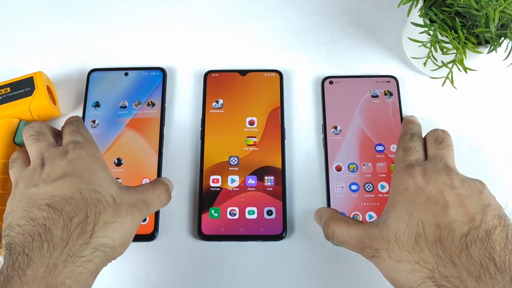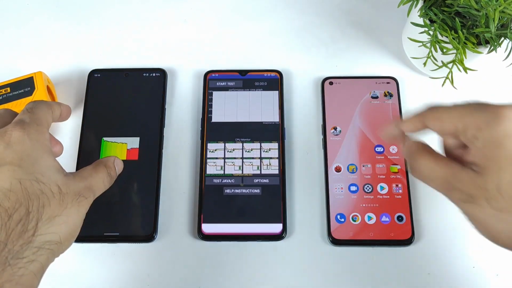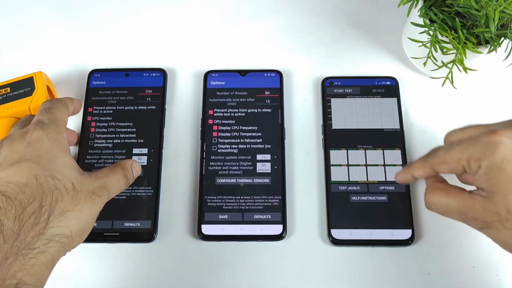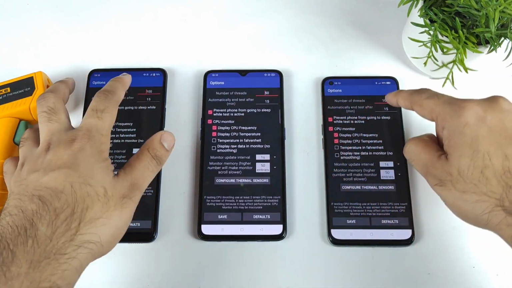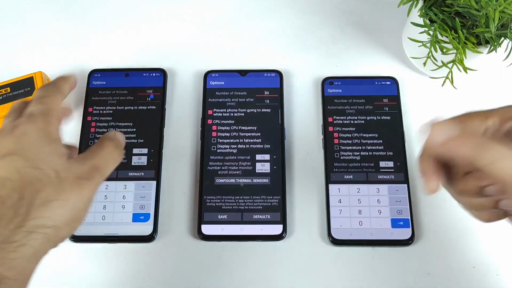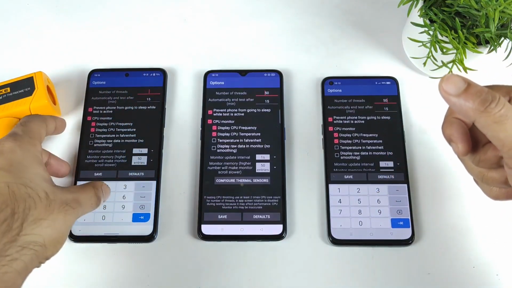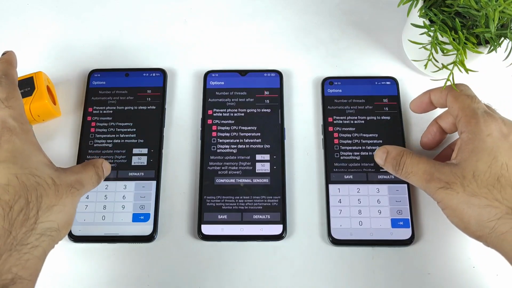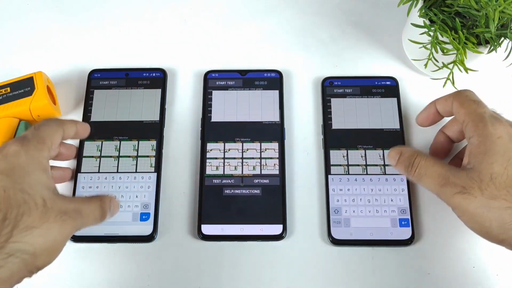During this testing, I'll use 50 threads, which is present in the CPU throttling application. As you can see, I'm using 50 threads. Previously I used 100 threads, so the more threads you use, the more the CPU will be utilized. Right now I'm trying to maintain a balanced stage, with only 50 threads.